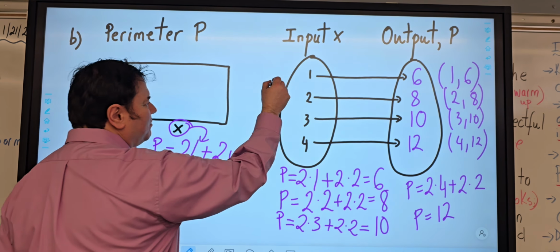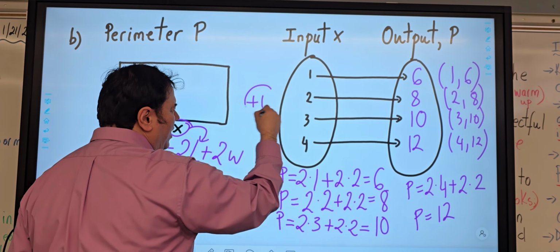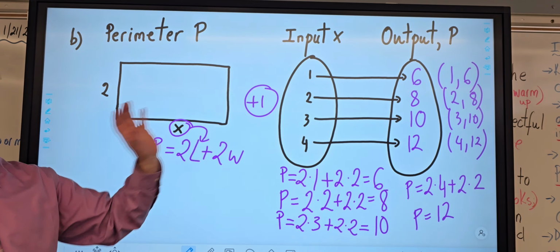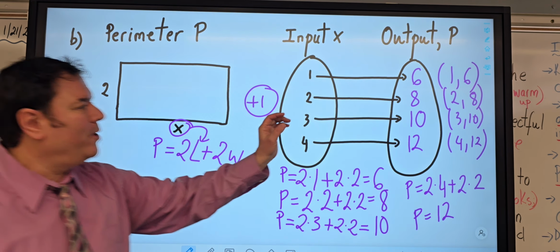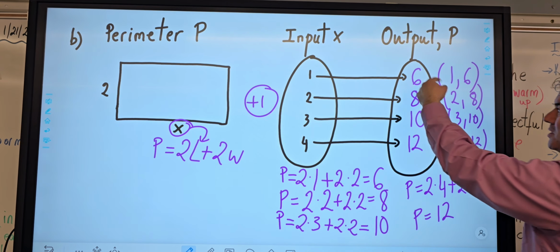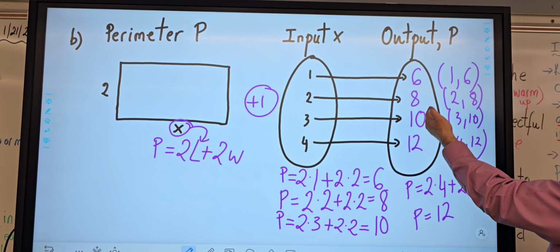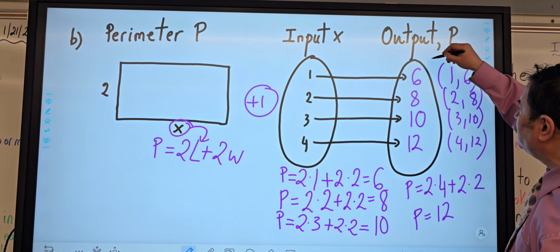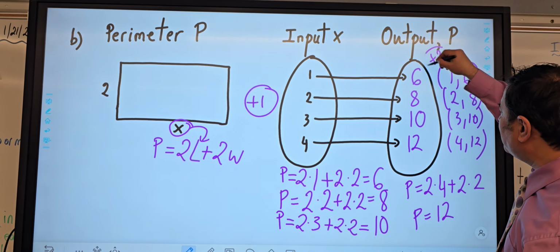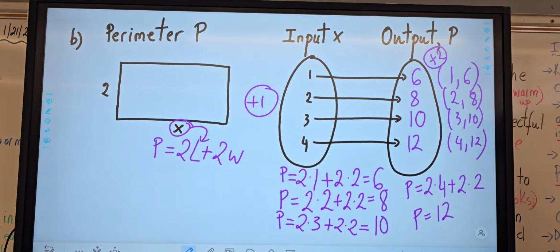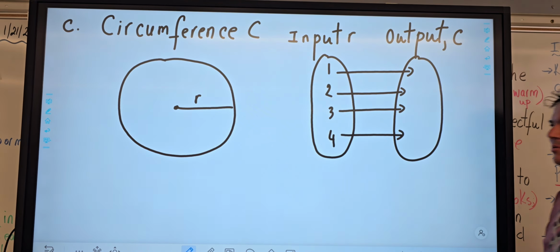so it increases by 1. So we are adding 1 each time. And the output increases again by 2. We're adding 2 each time. From 6 to get to 8, we add 2. From 8 to get to 10, we add 2. And from 10 to get to 12, we add 2. So this is the pattern. Okay? Let's look at another example.